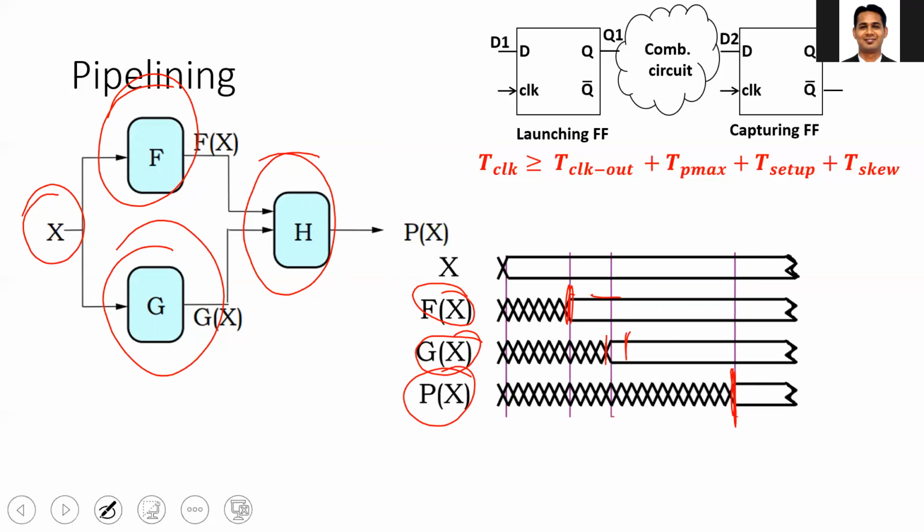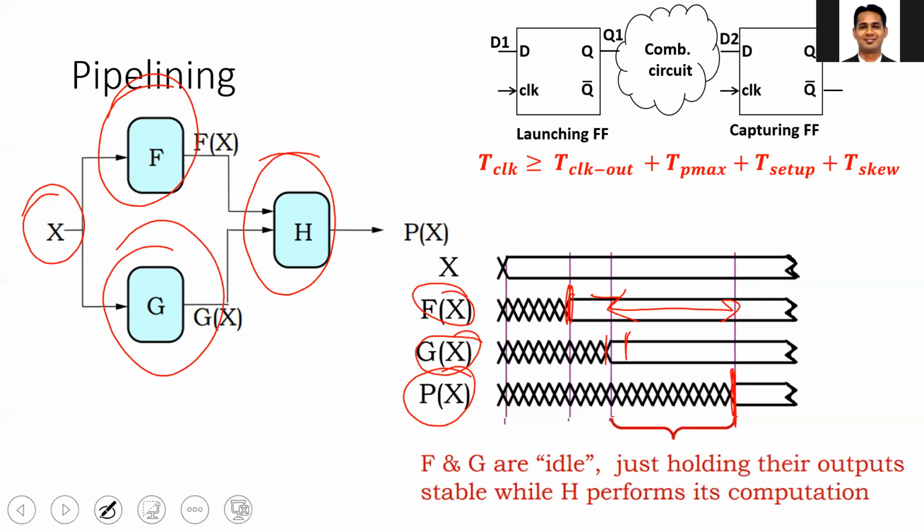Now here you can see, look at this period. During this period, when H is operating on the F of X and G of X data to generate the P of X, F and G are idle. Okay, so F and G are idle, just holding their output stable while H performs its computation. So when H is active, F and G are idle because they need to provide the input to H.